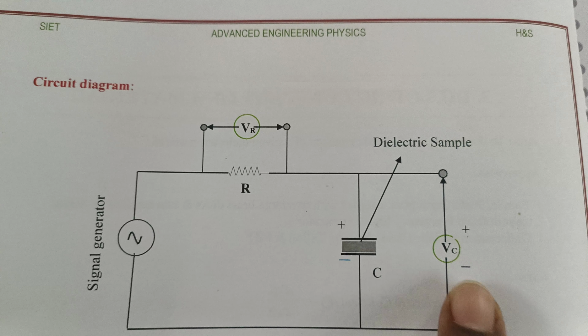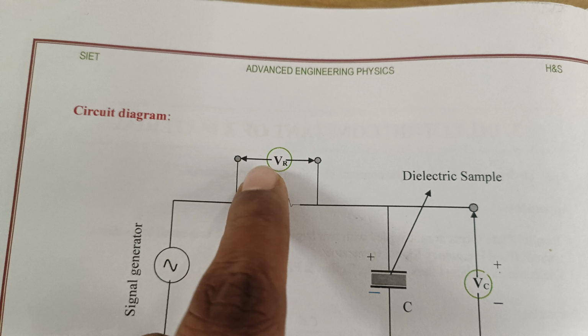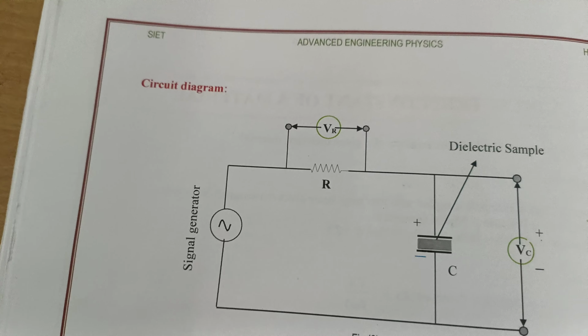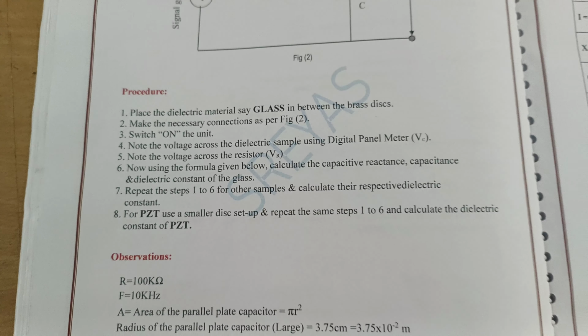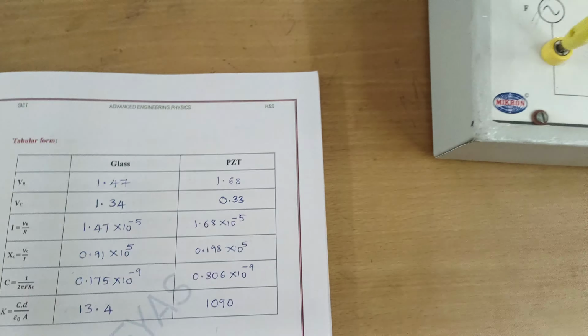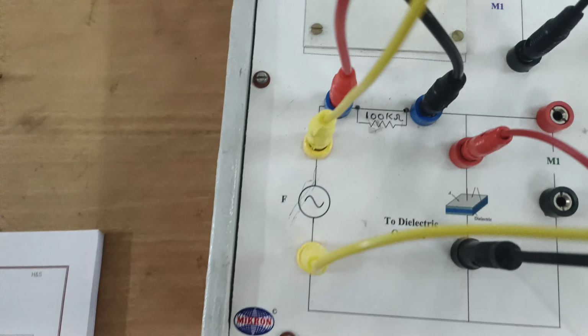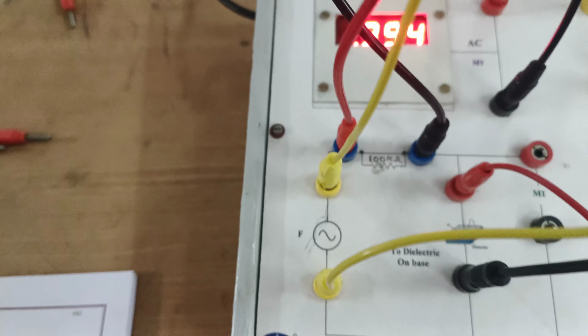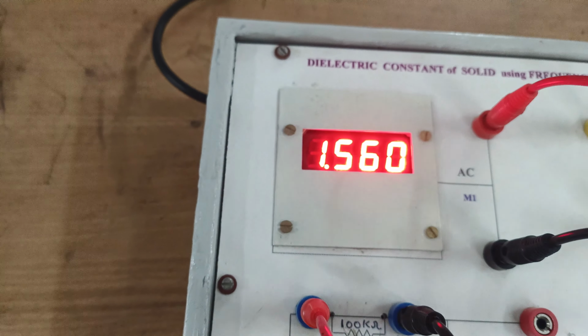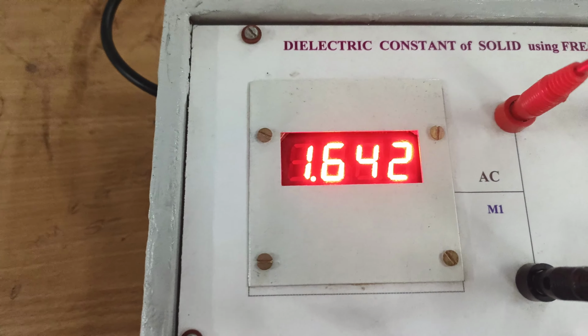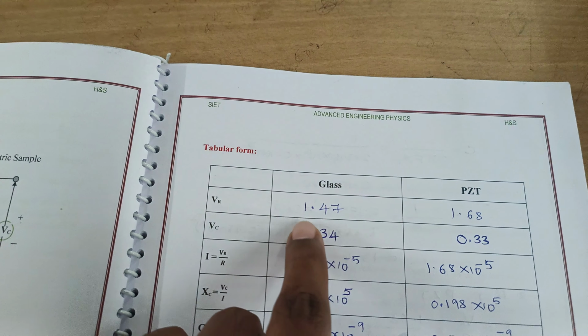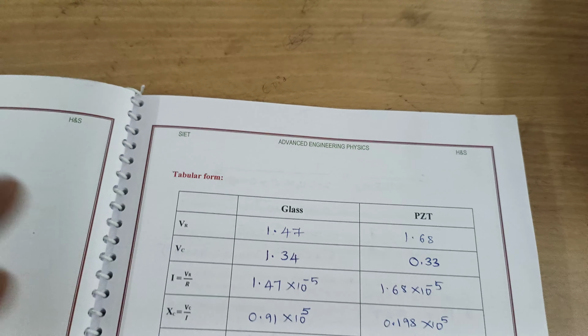All the connections I have given. First I have connected this one for VR, we need to find VR. Then first switch on the mains. So it is showing a reading. This actually gives the VR value. That VR value I have noted as 1.47.